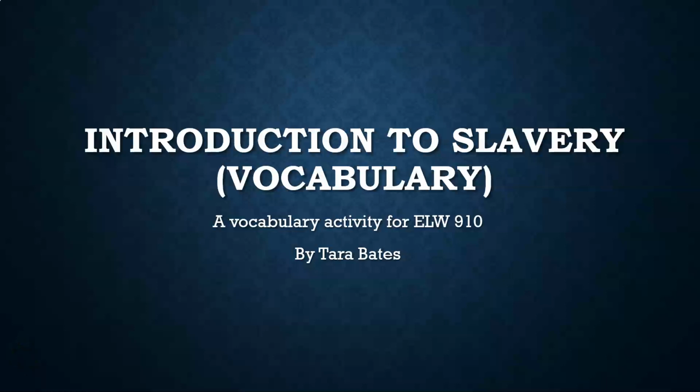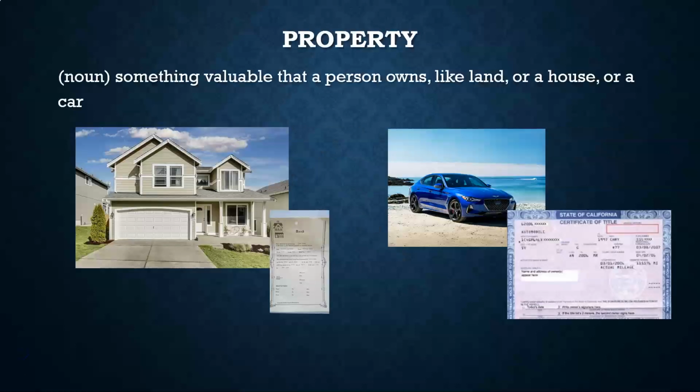Introduction to Slavery. This lesson is going to teach you the vocabulary you need to talk about this period of history when there was slavery. And the first word that you need to know is property. Property is something valuable that a person owns, like land or a house or a car.